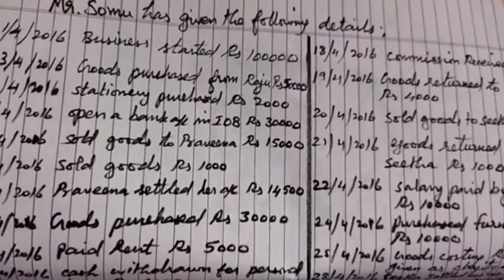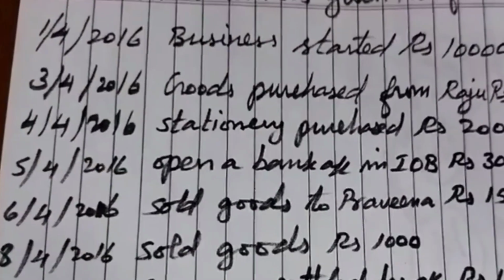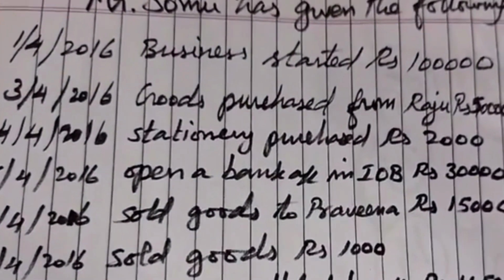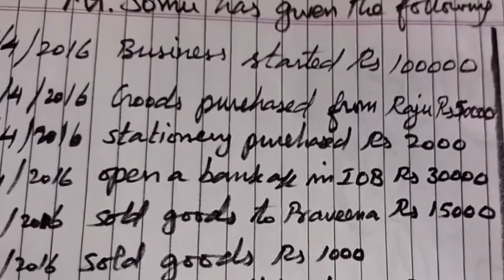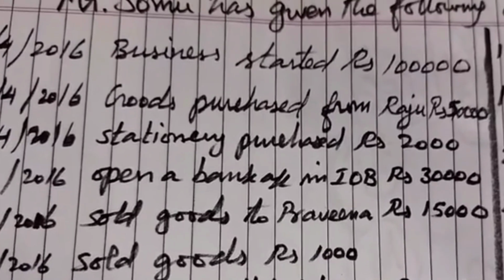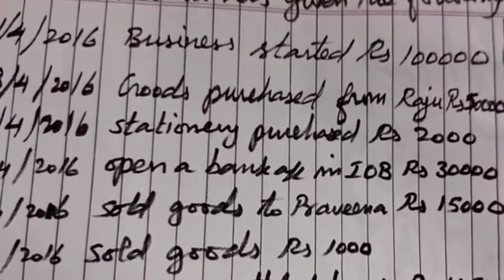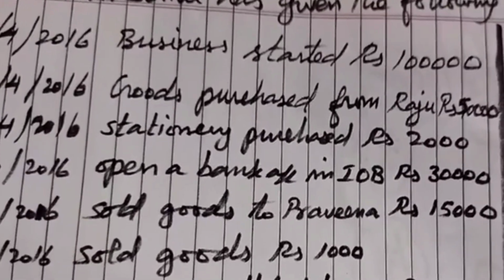Okay. Now we can see how to prepare the journal entries. On 1st April 2016, business started. Rupees 1 lakh is given. That is, the person Somu has started business with 1 lakh rupees. For this one, we have to prepare the journal.